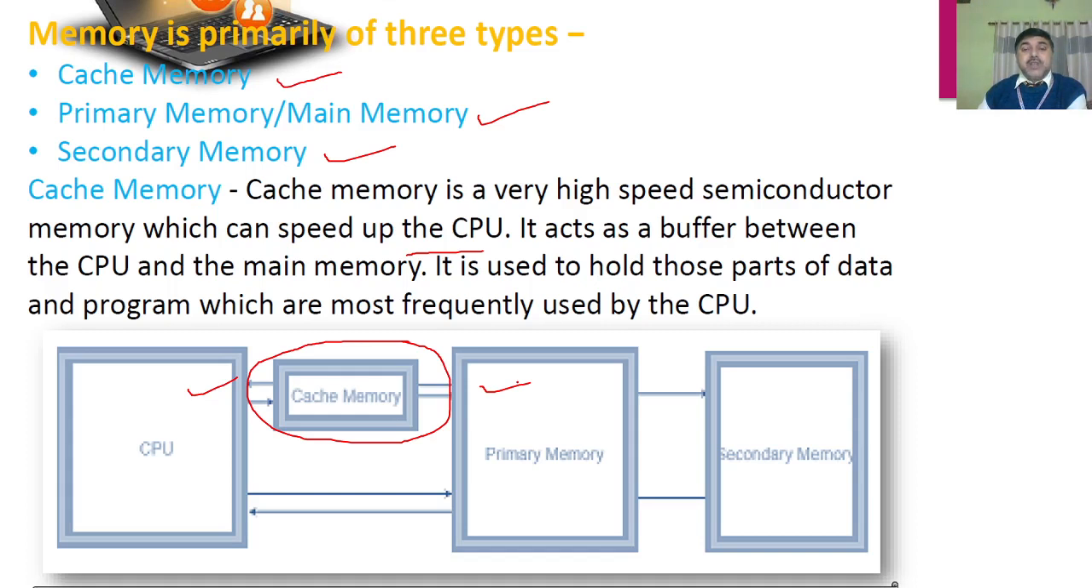Based on this, we can find that the data are being stored. Each of these sections is made so that the parts of data and programs that are most frequently used by the CPU, that means the central processing unit, are kept there. The central processing unit uses this particular memory for storing the data.